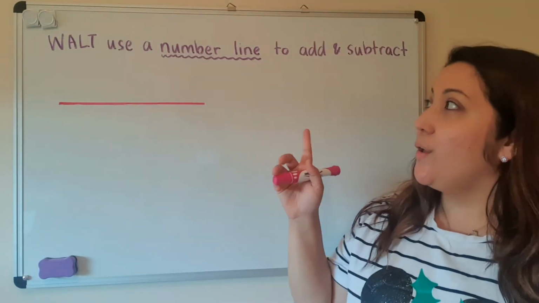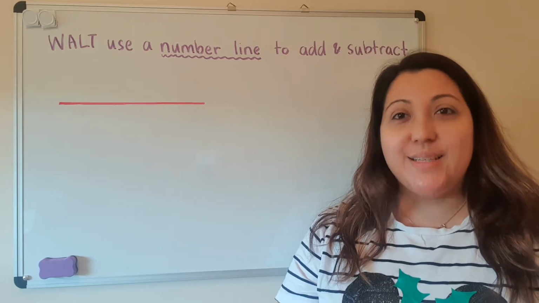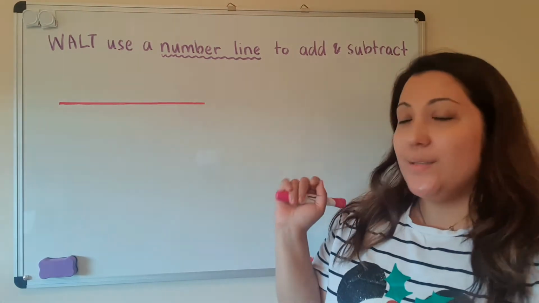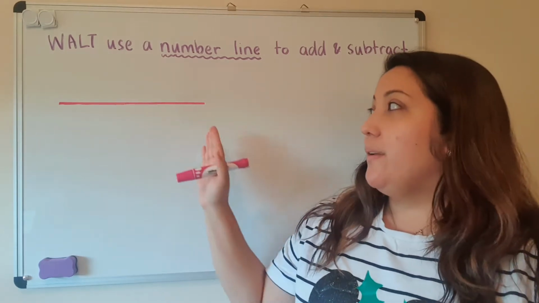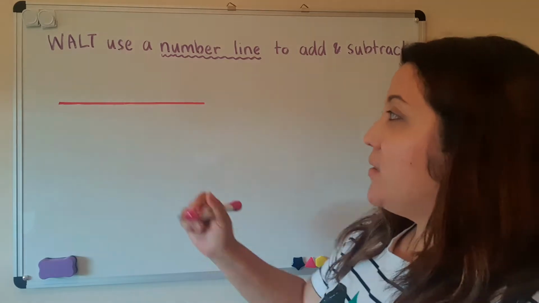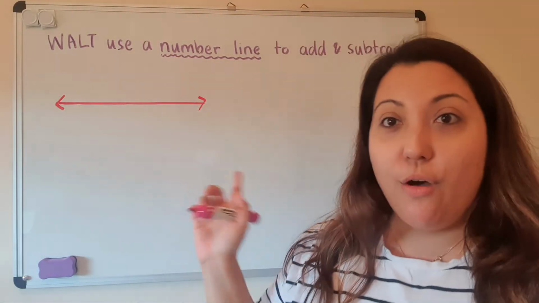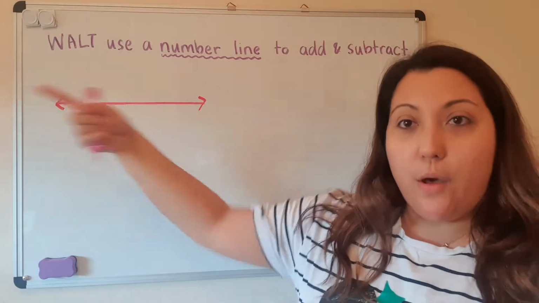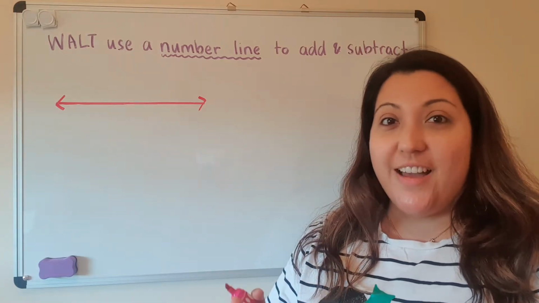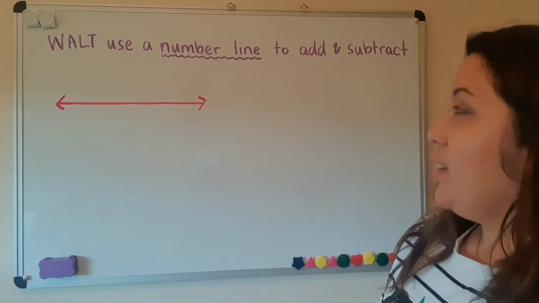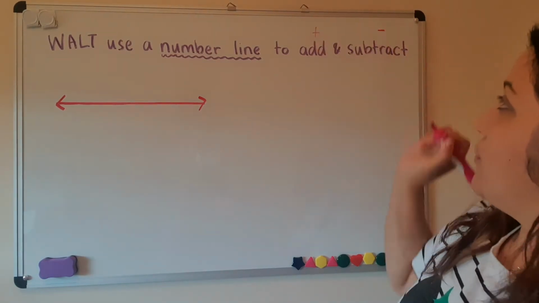Today we're going to learn to use a number line to add and subtract. When we use a number line, it has to be a blank number line. We first draw a line and we usually put arrows on either end of the number line to show that it can keep going that way and that way, no matter where you start on your number line. So we use this to add and we use it to subtract.